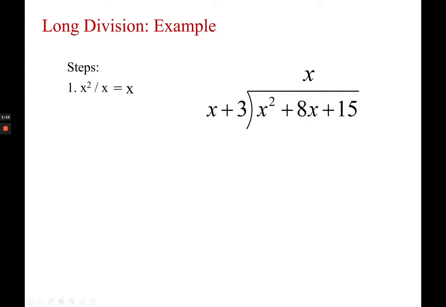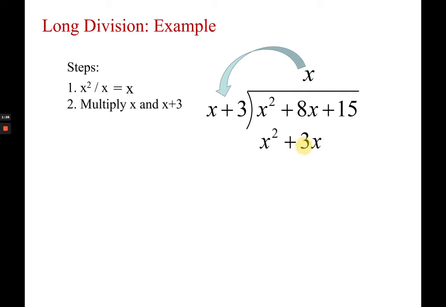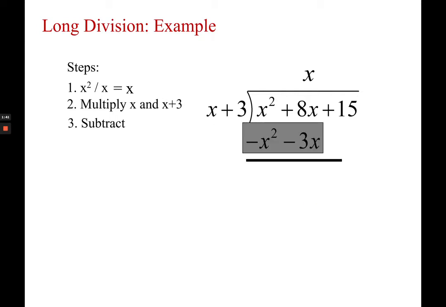So let's keep going. And what do you do next? Step 2, multiply your x and x plus 3. You have x squared plus 3x. And then what do you do next? You can subtract your x squared plus 3x from your x squared plus 8x, or you can do the addition of additive inverse. x squared will be cancelled out. 8x minus 3x is going to be 5x, and bring down 15.